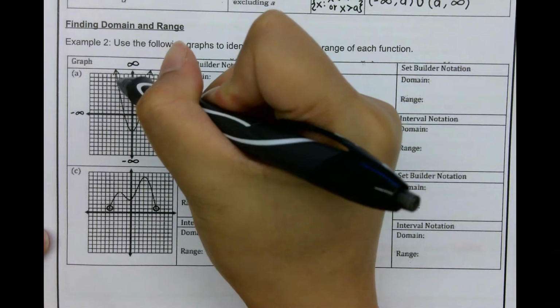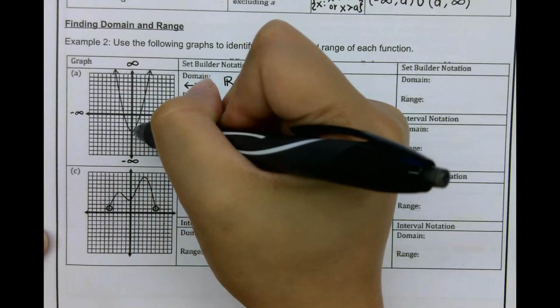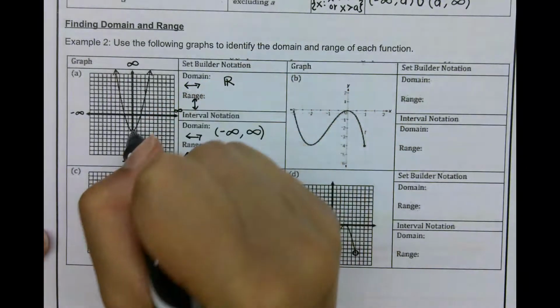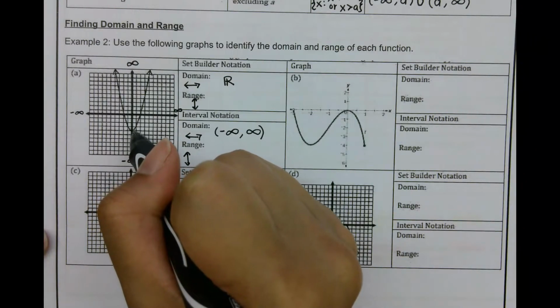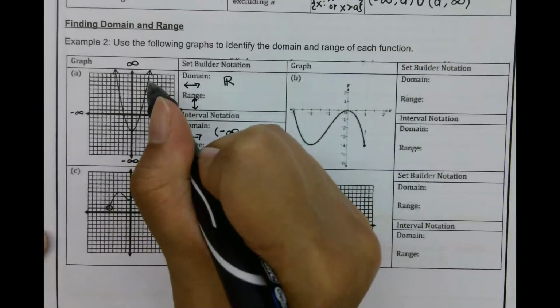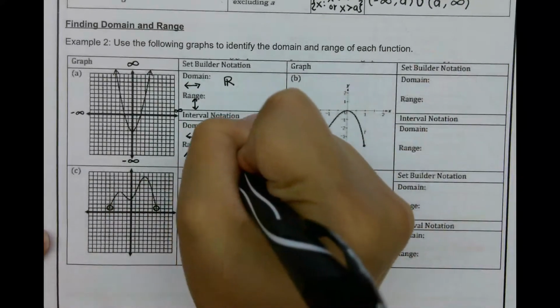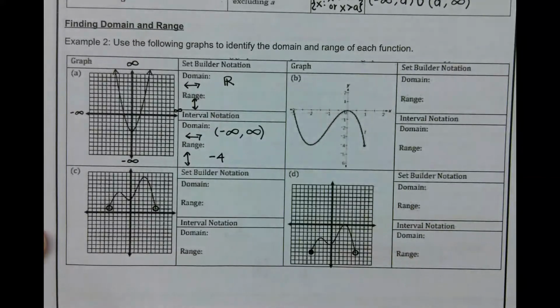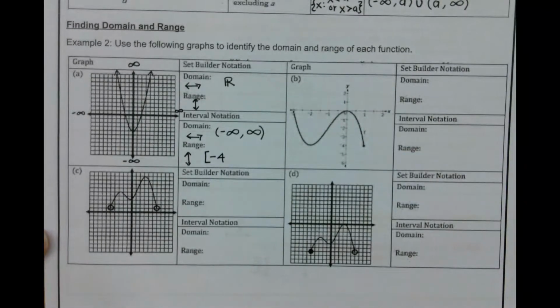I'm going to have my person walk down, walk down, walk down. What you see is they hit this middle point here, at -4. Once they hit that, they can't walk down anymore, because of the curve of my graph, they have to walk up. So the lowest they can walk is -4. Because they actually hit that -4, it's included, so it's going to be a bracket.